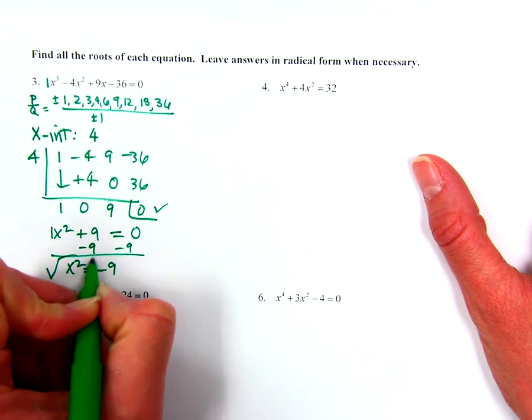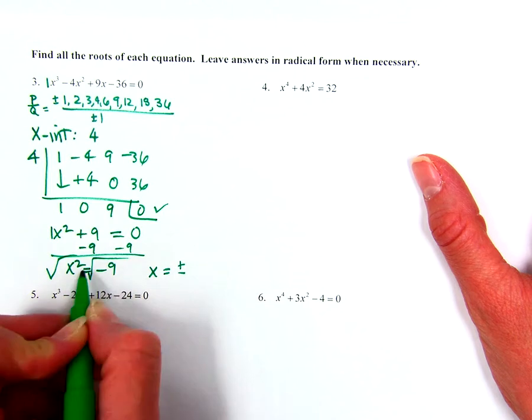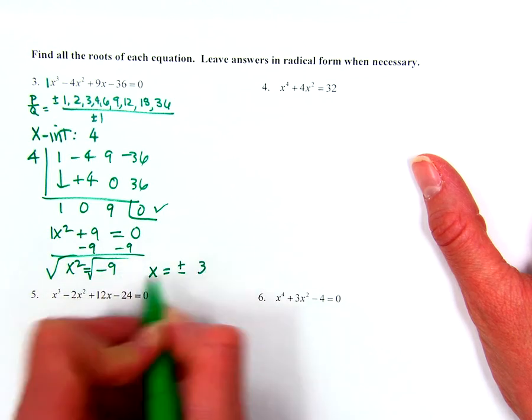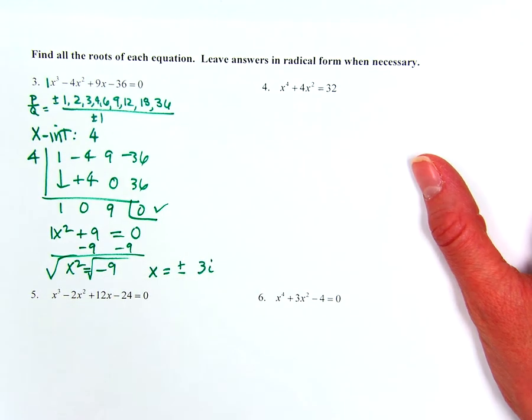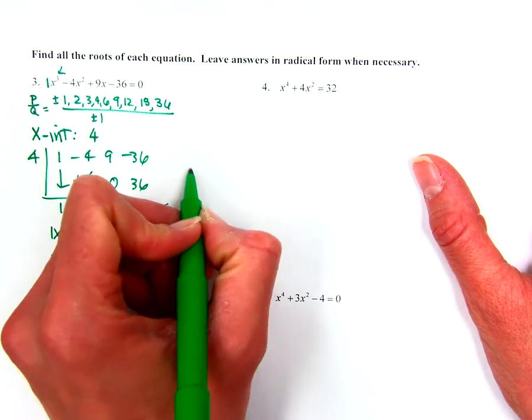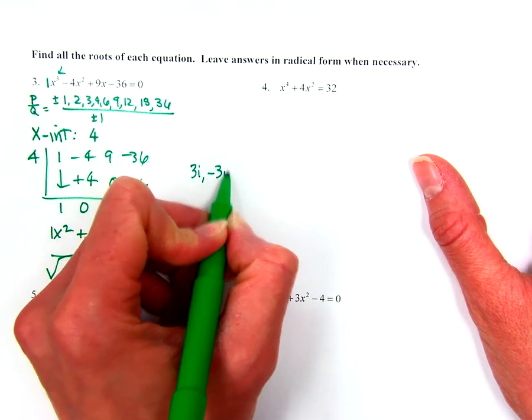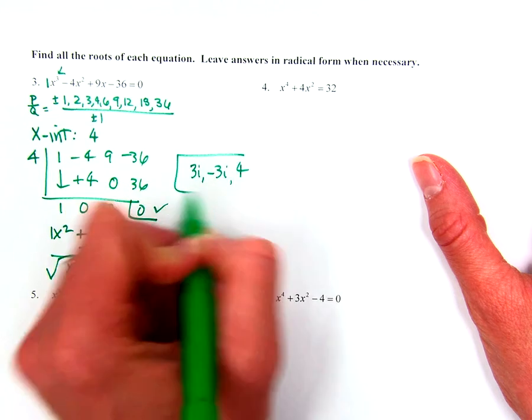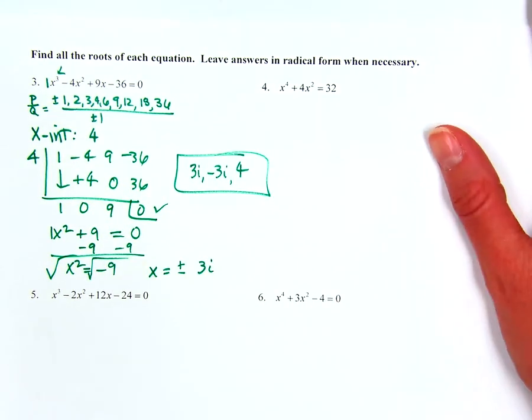And to undo a square, I take the square root. So I get plus or minus. It would be 3, but since it's negative 9, it's 3i. All right, so my number of solutions I should have is 3, right? I have 3i, negative 3i, and then don't forget that 4 was another solution from earlier.